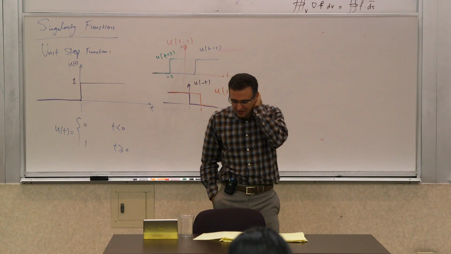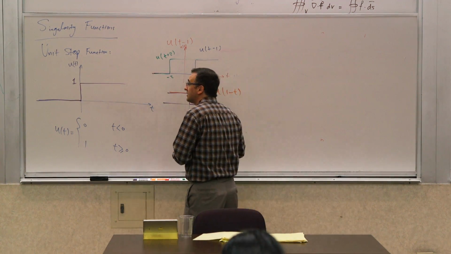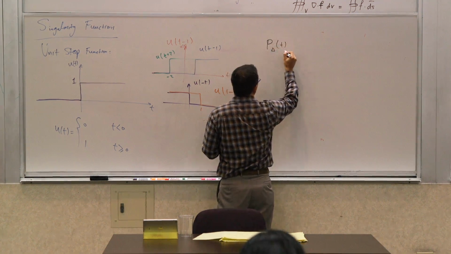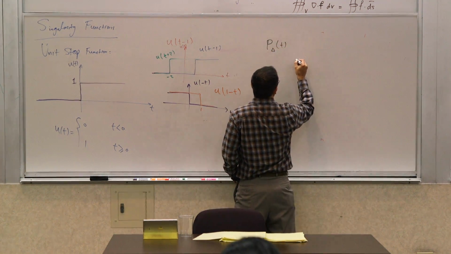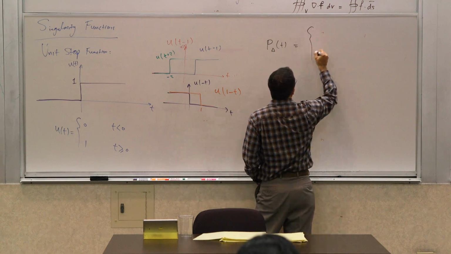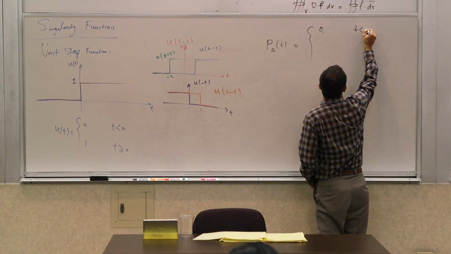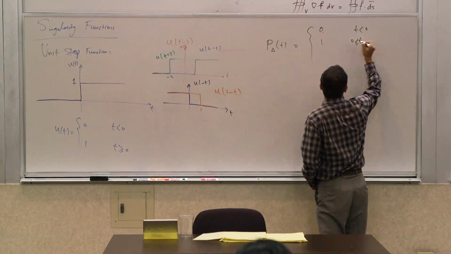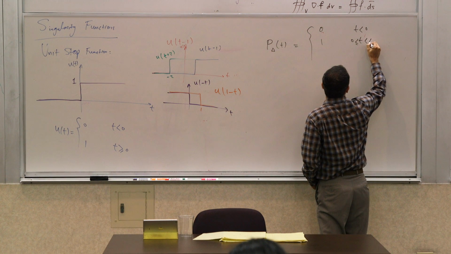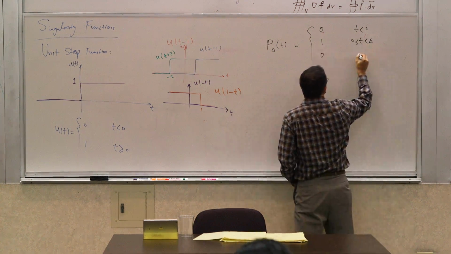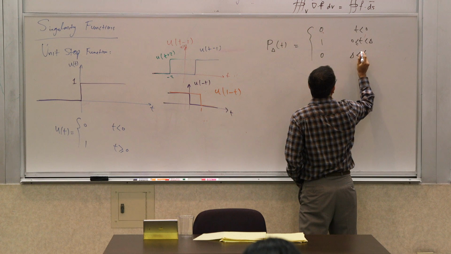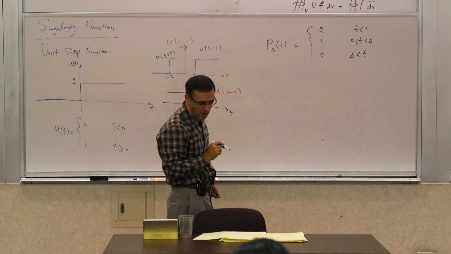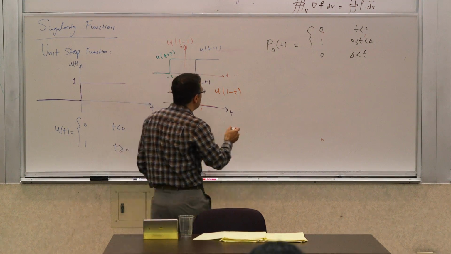So, okay, nothing very exciting or out of the ordinary. There's another function you can define, which is the pulse function. Let's call it p sub delta of t. Now, p sub delta of t is defined this way. It's 0 for t smaller than 0, it's 1 for t greater than or equal to 0 and smaller than delta, and it's back to 0 for t greater than delta. Right? So what that means is that it looks like this.